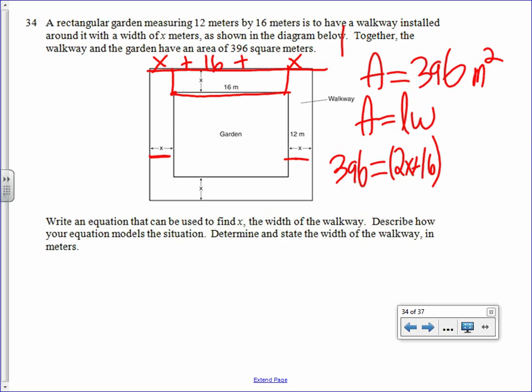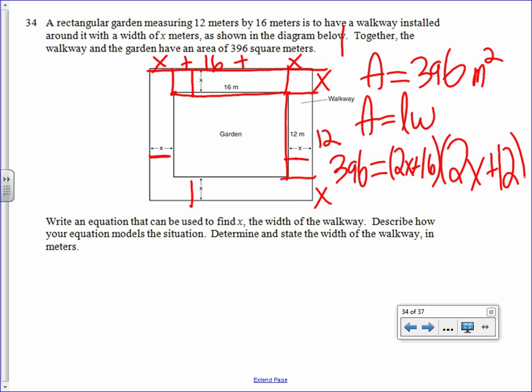Similar for the width. If this is 12, this is 12. If this is x, this is x. If this is x, this is x. So the width is x plus 12 plus x, which is 2x plus 12. Write an equation to find x, the width of the walkway. Done. This is my equation.